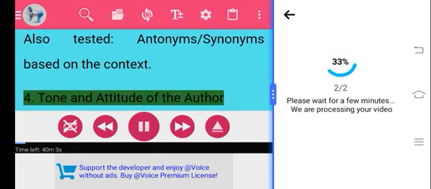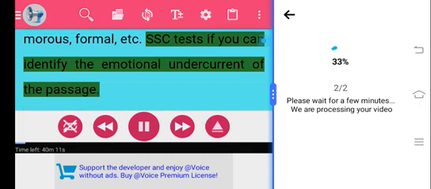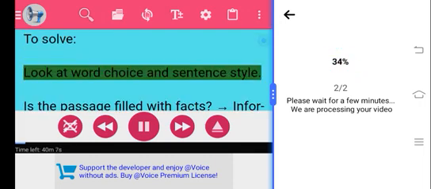4. Tone and attitude of the author. Tone refers to the author's emotional perspective toward the subject: sarcastic, informative, critical, appreciative, humorous, formal, etc. SSC tests if you can identify the emotional undercurrent of the passage. To solve: look at word choice and sentence style.